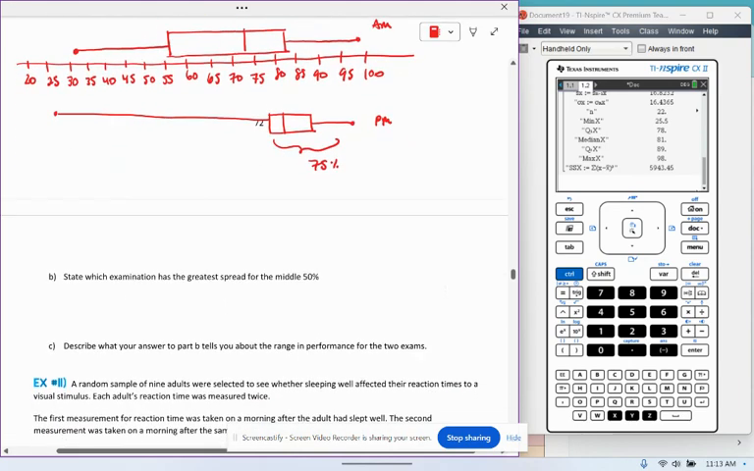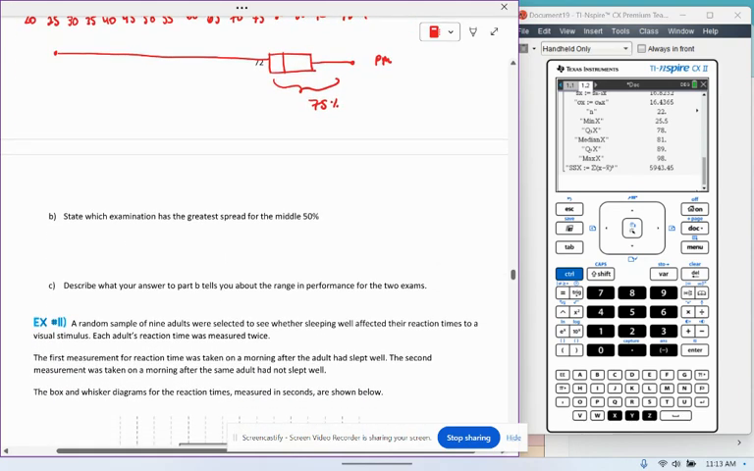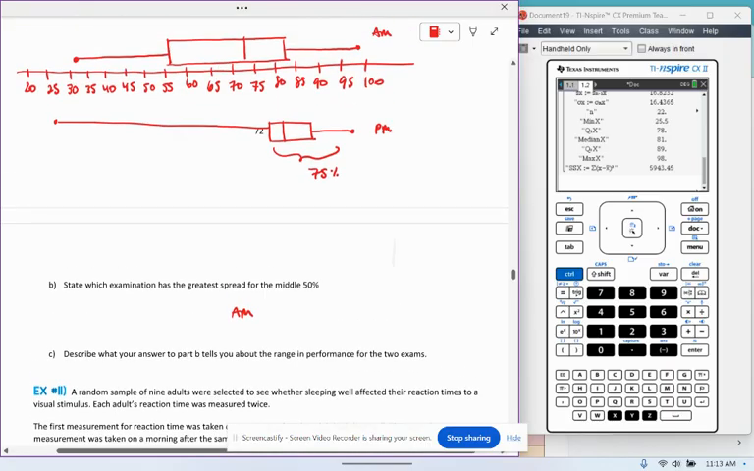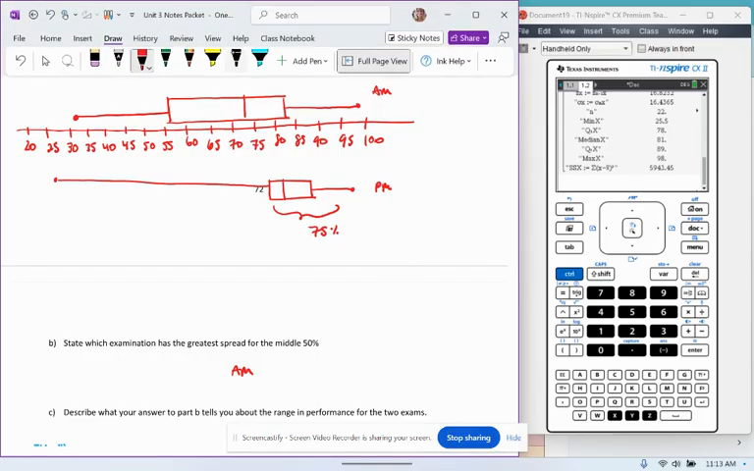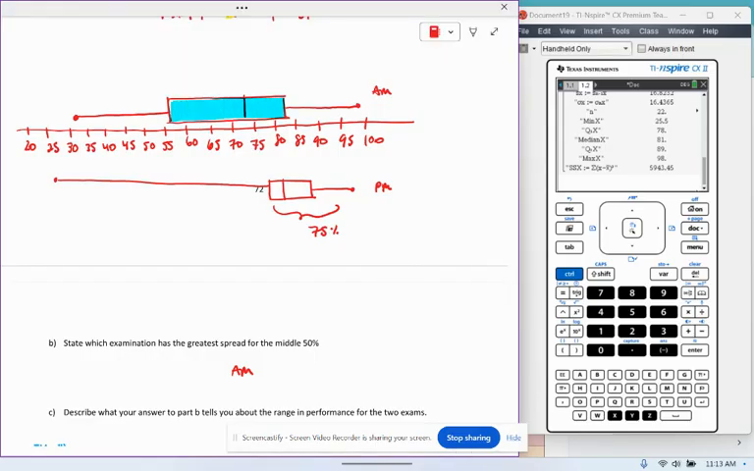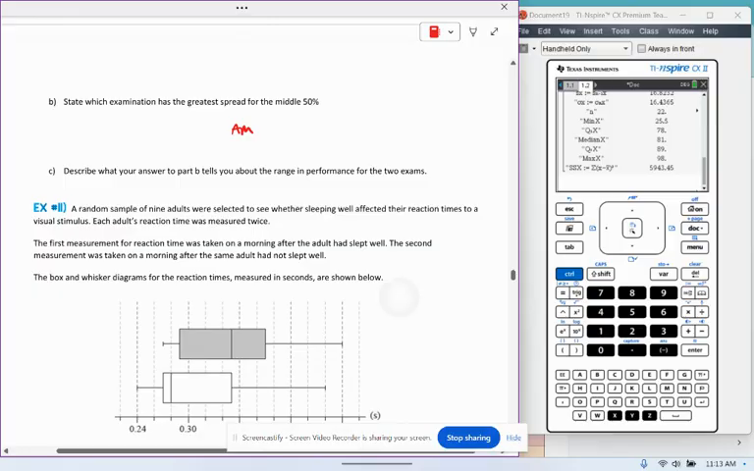Are there any questions? There are. It says state which examination has the greatest spread for the middle 50% of the data. The AM is significantly more spread out. Look at the size of the IQR. This is why we do it on the same set of scale, right? Look at the size of the IQR for the AM versus the PM.